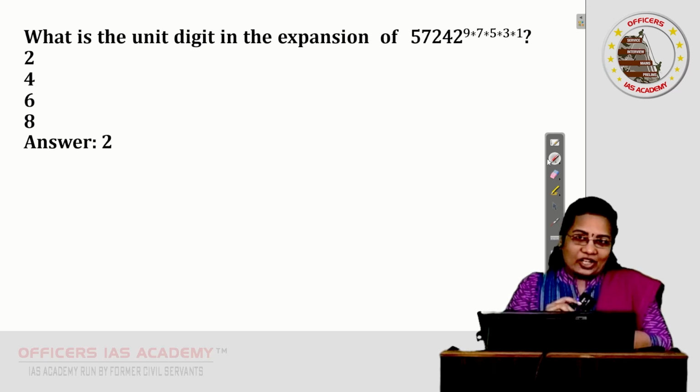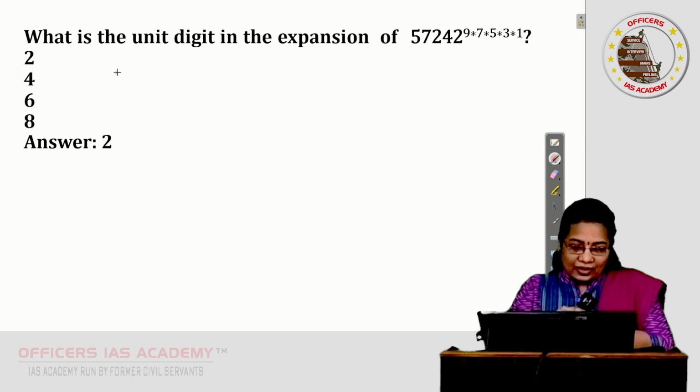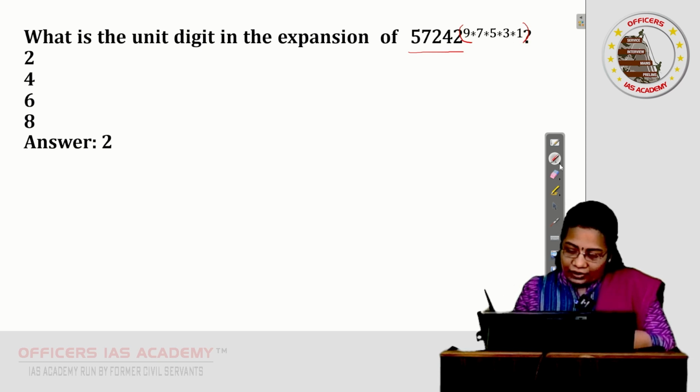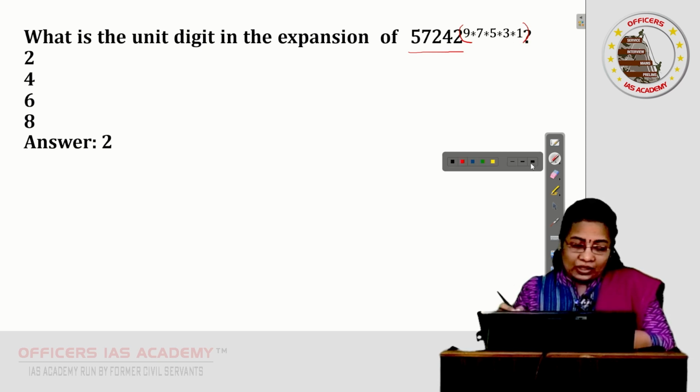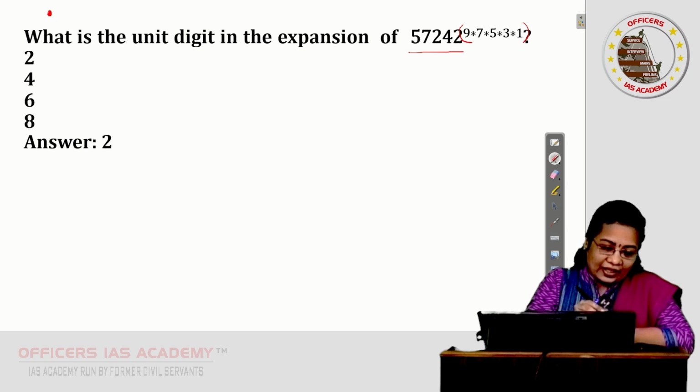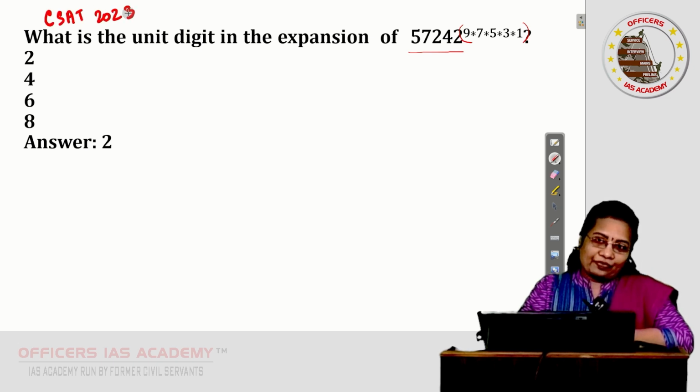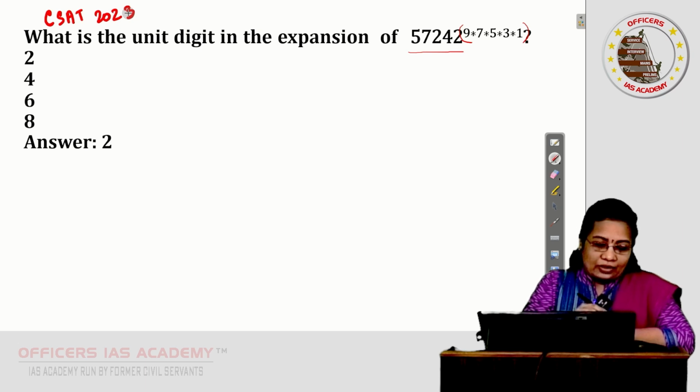Welcome to the CSAT series. Today's question is, what is the unit digit in the expansion of 57,242 to the power 9 into 7 into 5 into 3 into 1? This question was previously asked in the CSAT 2023 paper. So, look at the options.